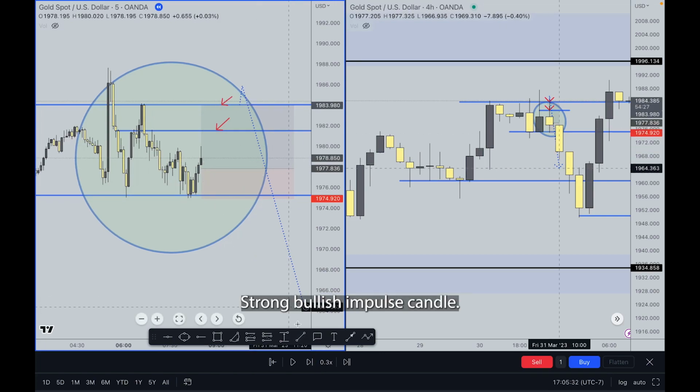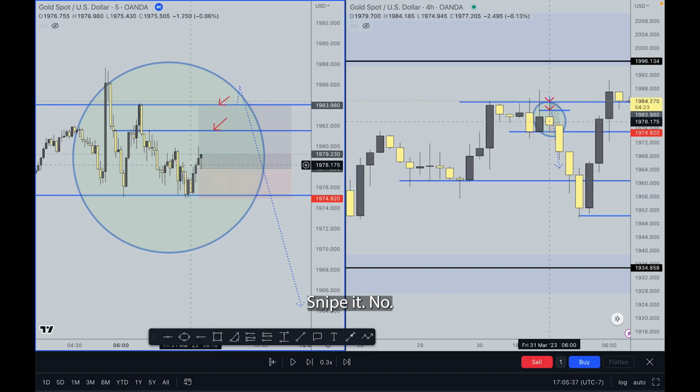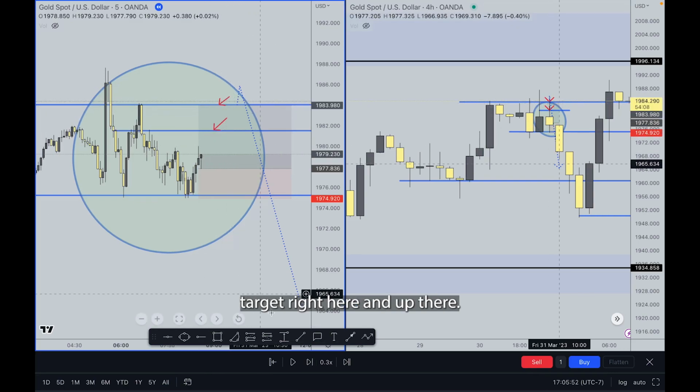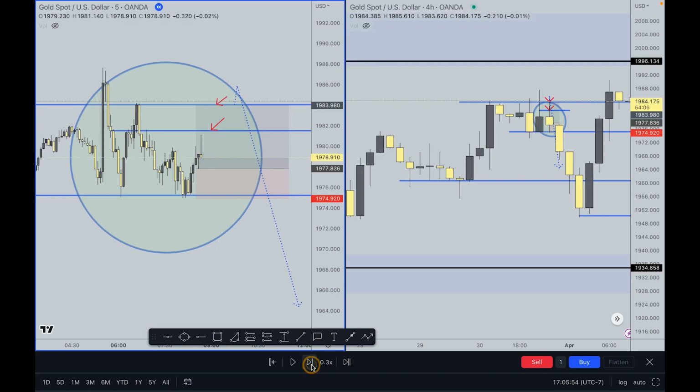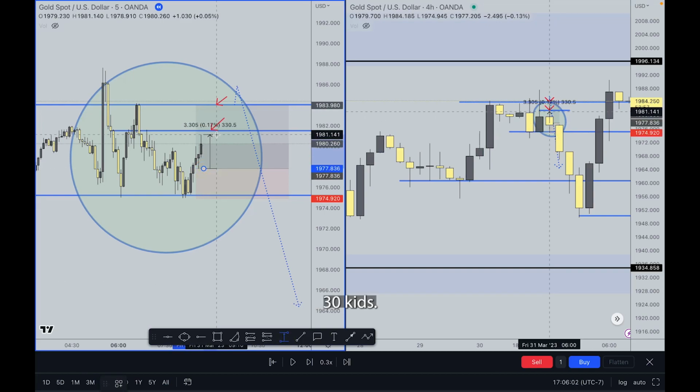All right, strong bullish impulse candle. Here's our entry. Boom, sniped it, literally sniped it, no drawdown. We sniped that, we caught the low. We're targeting right here and up there. Okay, let's see what happens next. All right, nice. You could have closed right there, okay, because remember, it's a counter trend trade. This would have been 30 pips. That's pretty good. That's a really good move. Like literally, you could have called it a day.